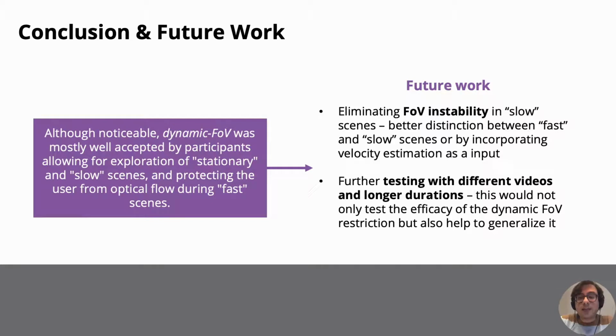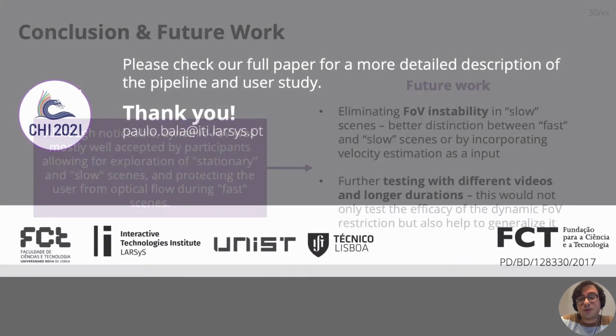Overall, although noticeable, dynamic field of view was mostly well accepted by participants, allowing for the exploration of stationary and slow scenes, and protecting the user from optical flow during fast scenes. In our paper, we also highlight future work like eliminating field of view instability in slow scenes, which may be solved by a better distinction between fast and slow scenes, or by incorporating velocity estimation as an input. Finally, our results are promising, but further testing with different videos and longer durations is needed. This would help not only test the efficacy of dynamic field of view restriction, but also help to generalize it to all 360 videos.